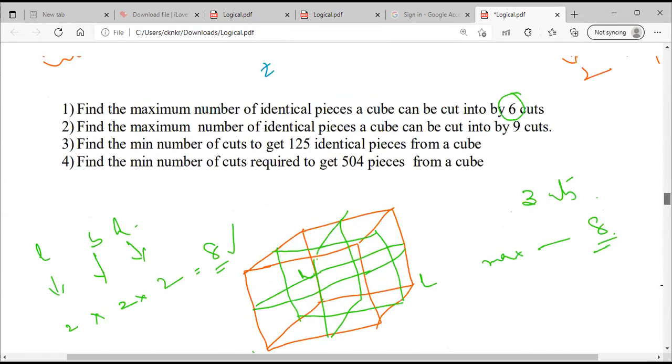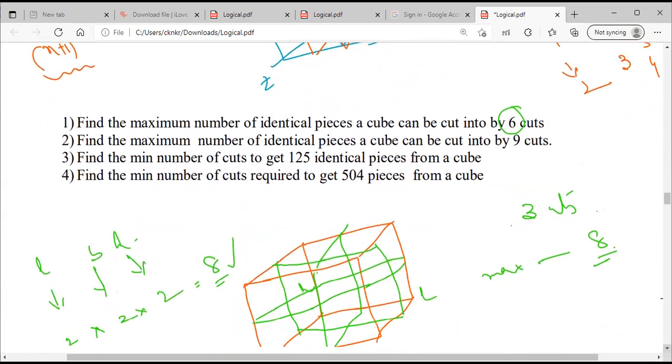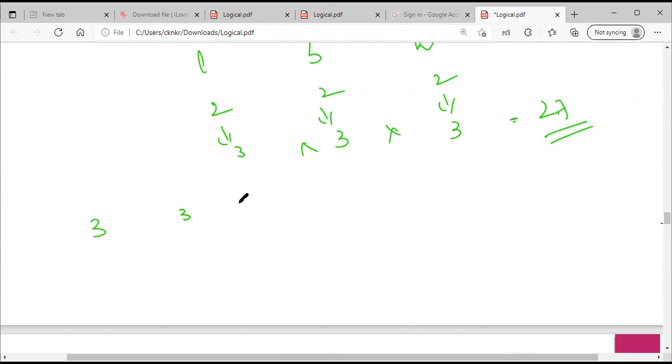Let us see the next question. Find the maximum number of identical pieces a cube can be cut into by 9 cuts. These are 9 cuts. Now, same logic: 9 cuts as 3, 3, 3. This gives 4 pieces, 4 pieces, 4 pieces. 4 into 4 into 4, which is 64, the maximum number of pieces. So you'll be having a maximum of 64 identical pieces. This is how you solve the problem, right? Let us go ahead right now to the next question.